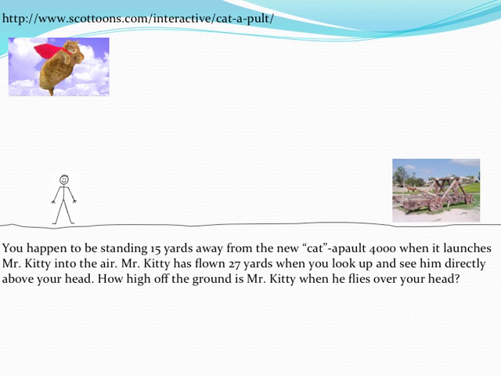This is a Pythagorean theorem problem. We can draw a triangle from Mr. Kitty to you to the catapult, and we can use the information in the problem to label the hypotenuse and one of the legs, and then use the Pythagorean theorem to solve for the length of the other leg, which represents the height of the kitty above your head.